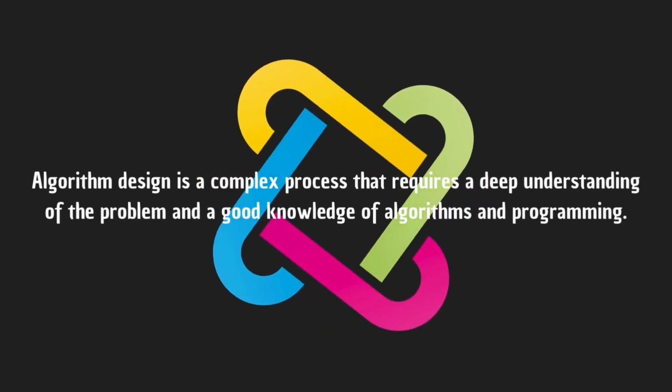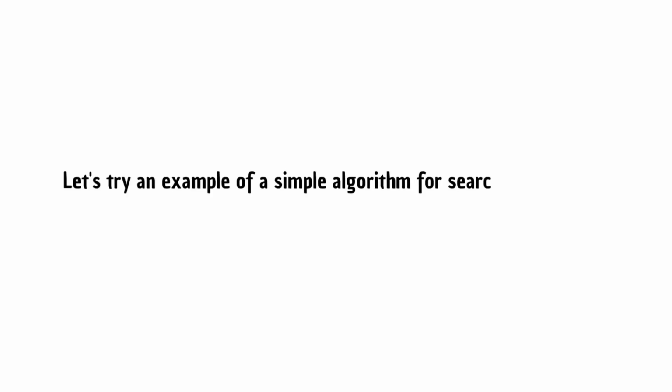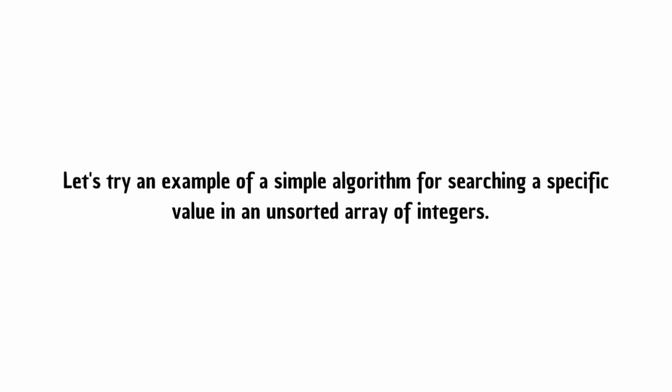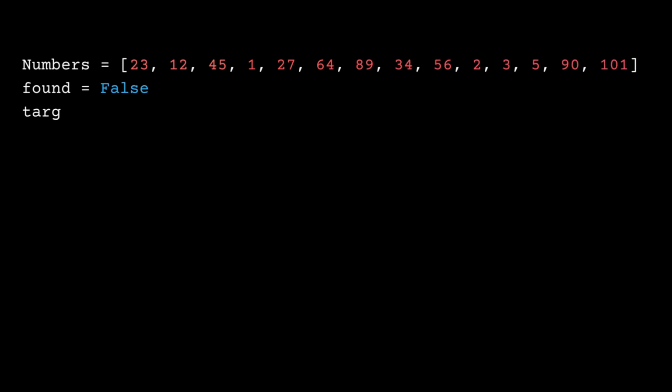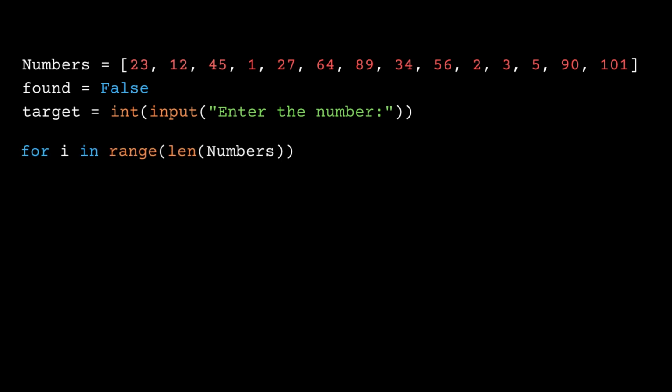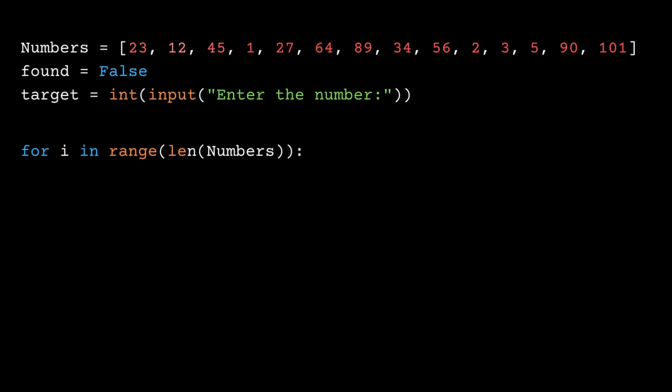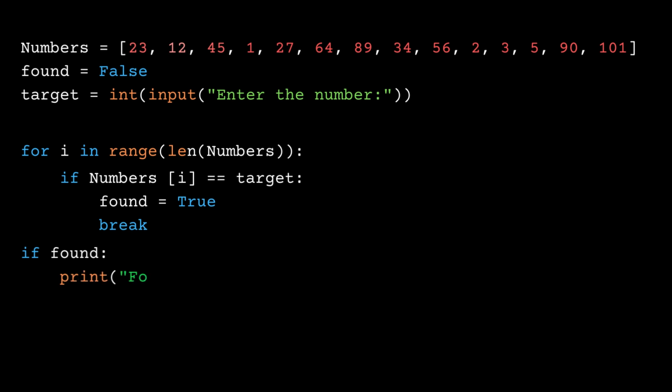and programming. Let's try an example of a simple algorithm for searching a specific value in an unsorted array of integers. Here is a simple example of Python code for the program. This code prompts the user to enter a number and assigns the input value to the target variable. Then it uses a for loop to iterate through the elements of the numbers list. Inside the loop, it checks if the current element is equal to the target value, and if so, sets found to true and exits the loop.